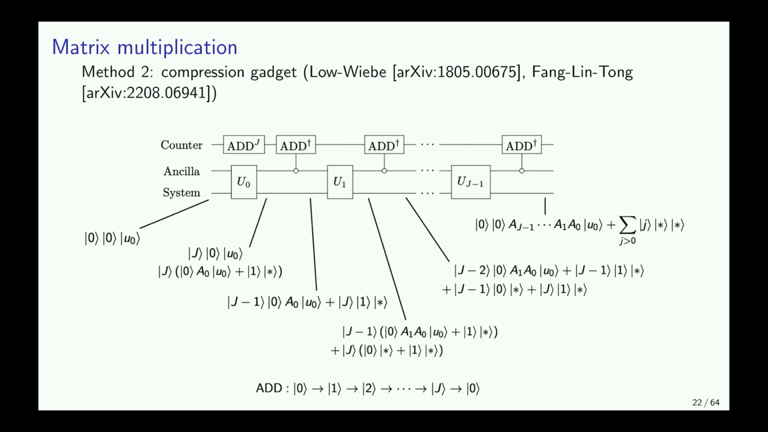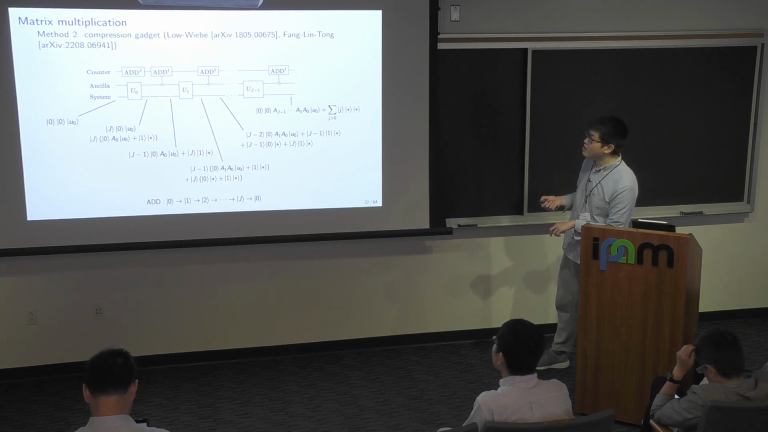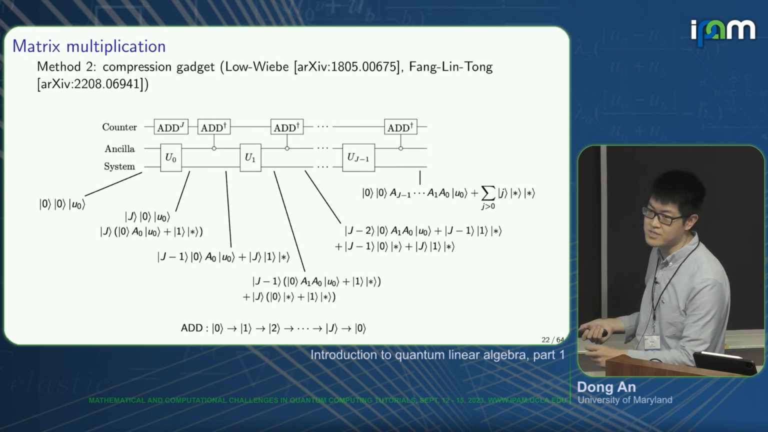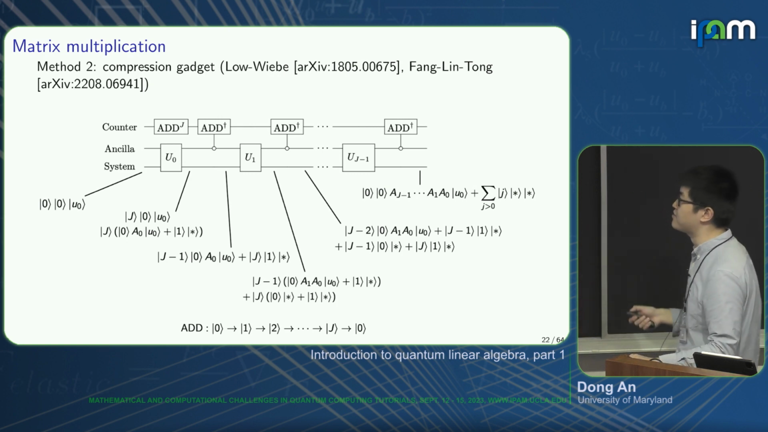So let's walk through this quantum circuit. First we only need one extra ancilla qubit, and we need another operation called the add operation. You can view this add operation as some kind of permutation on your ancilla space. That is, this add unitary maps 0 to 1, 1 to 2, 2 to 3, and so on, j minus 1 to j, and it maps j back to 0. For all the remaining part, if there is any, it can be arbitrary.